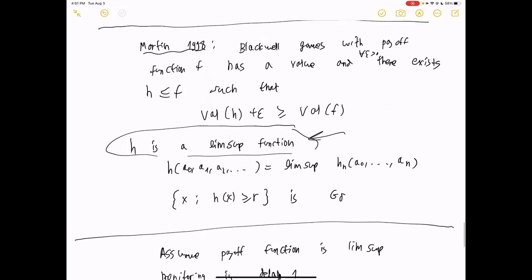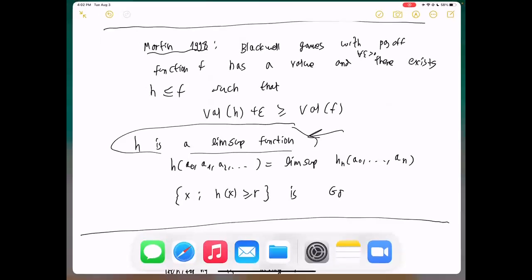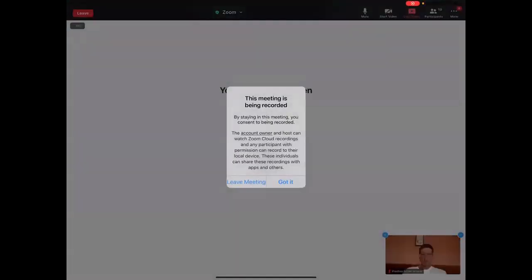this Lim sub function actually comes from the non-magical part of, maybe I will stop showing that because I'm not going to use my slides anymore. And this way, at least I will see your faces. This part, this approximation part, the fact that you can approximate the value from below by a Lim sub function, this actually comes from the part of Martin's proof that for me is not magical.